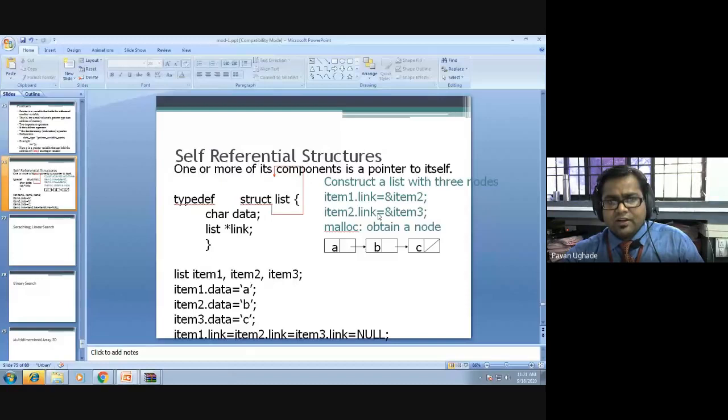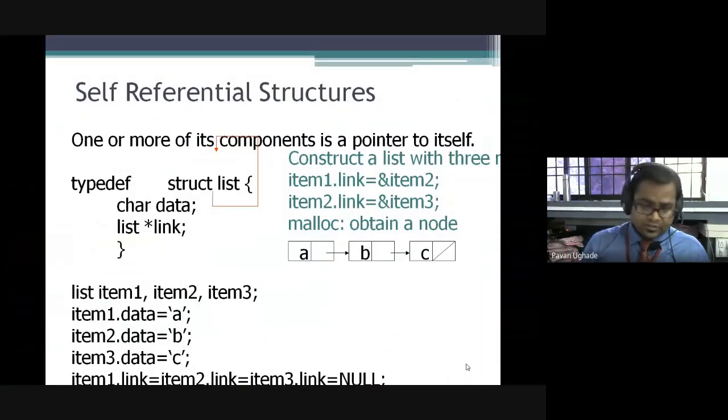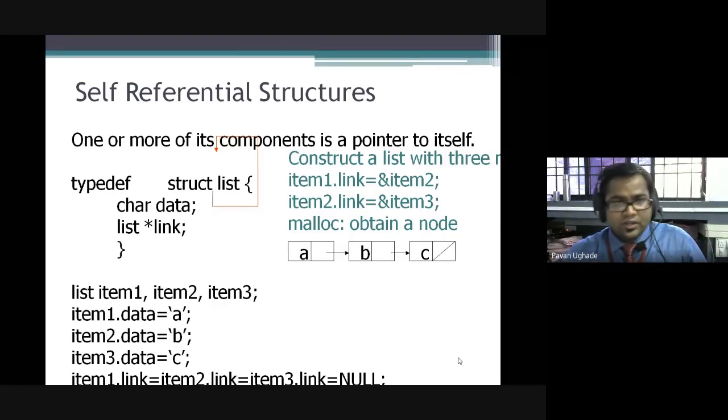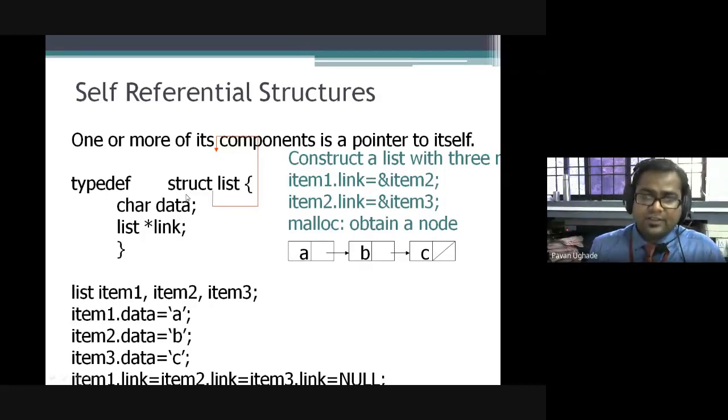See, I require this information to be very well settled, because when we'll be discussing the linked list, this is what we'll be discussing there. In self-referential structures, one or more of its components is a pointer to itself. Just like if I consider typedef struct list, as I mentioned, we will be taking it for the linked list. So data and link are the fields.